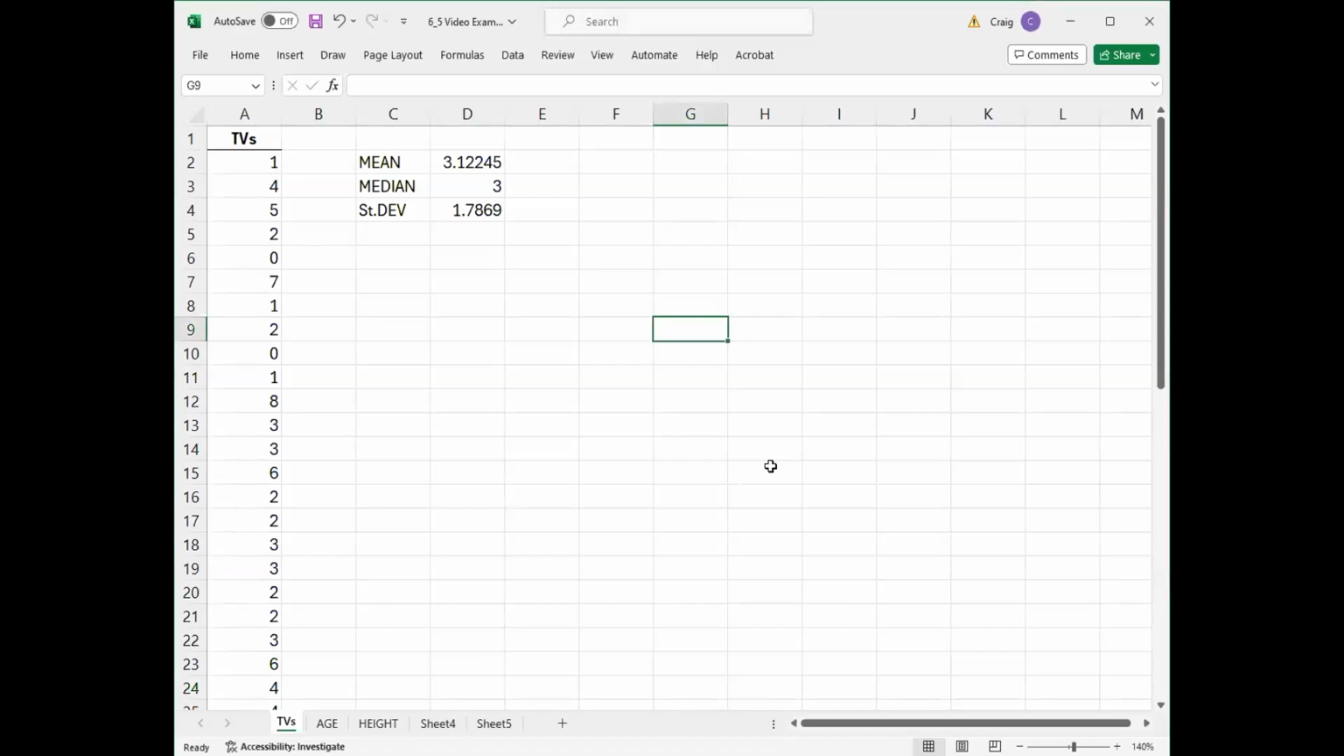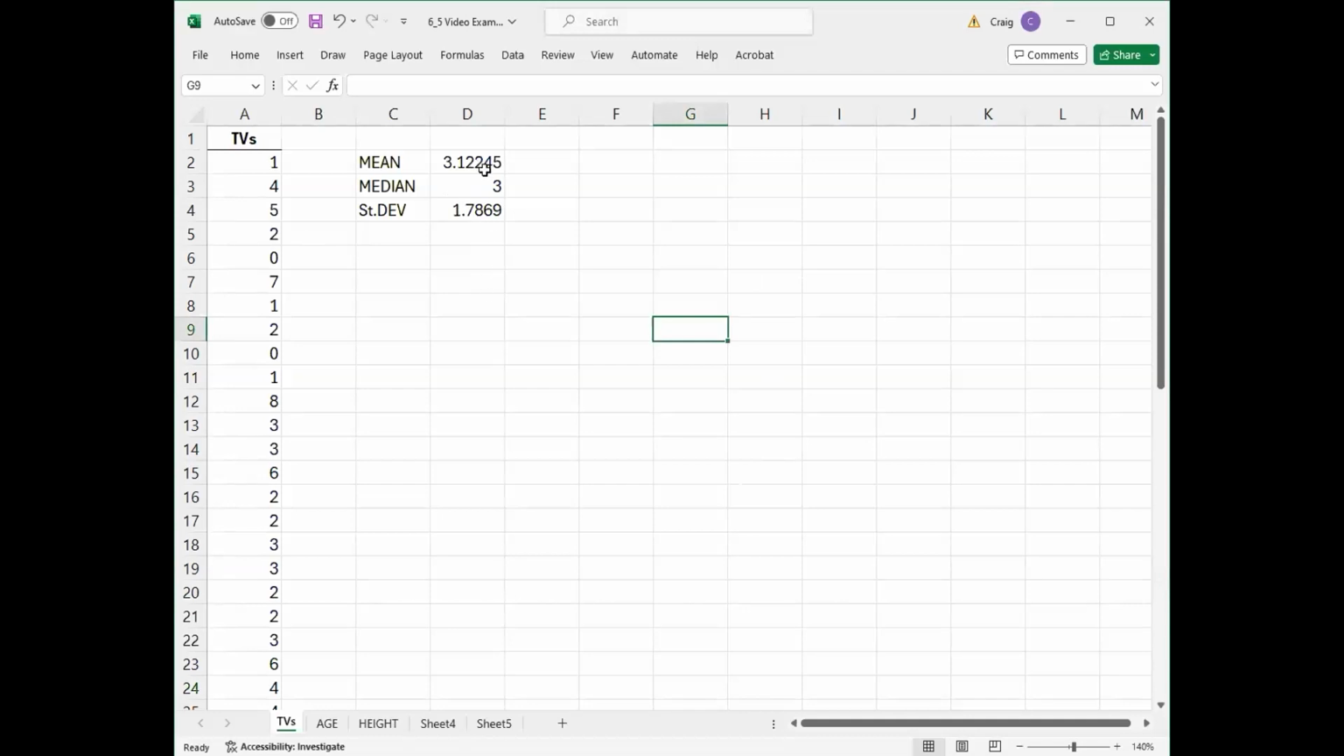All right, folks, so here you should be able to see data from the question: how many TVs do you have in your home? There are some 50 odd data points here, but I've calculated the mean, the median, and the standard deviation just so that we have it. You can review how to do that in some previous assignments if you need.